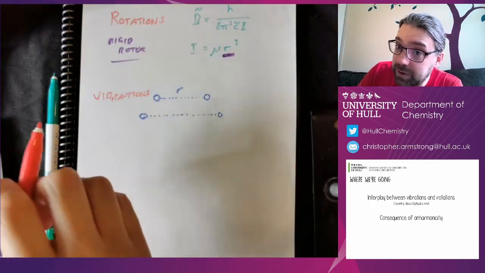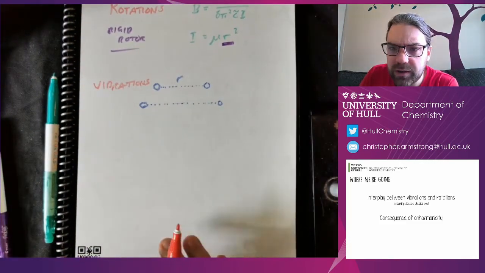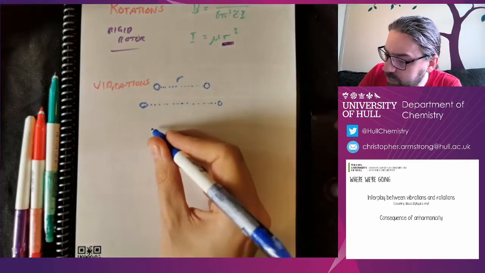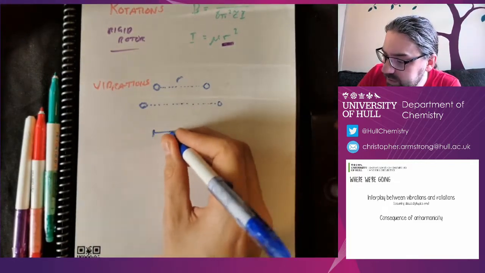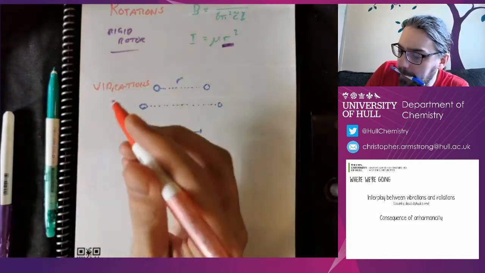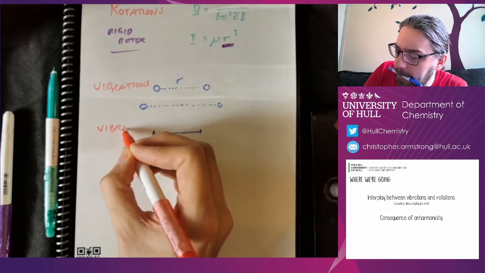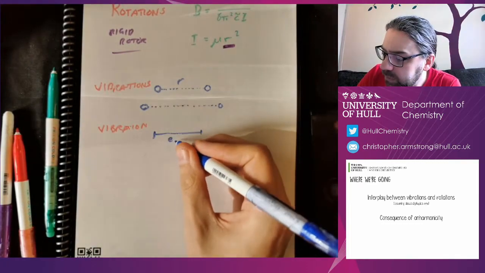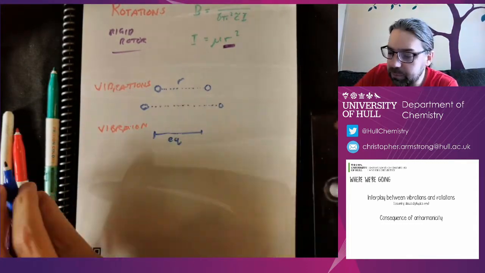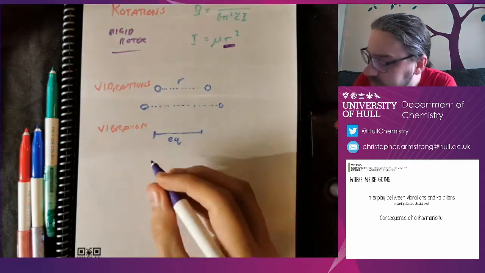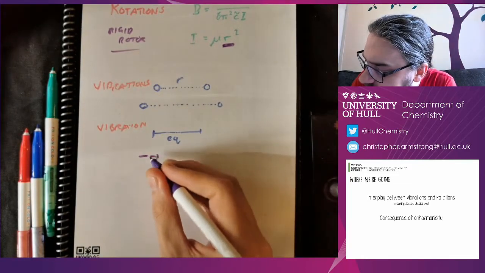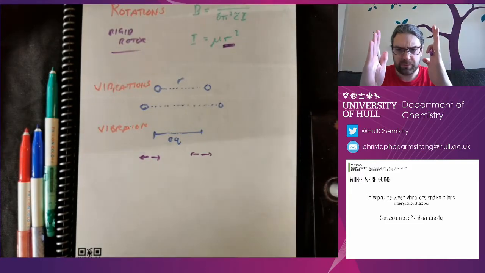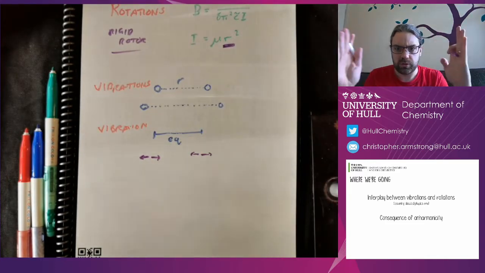Let's think about what happens around a vibration. A vibration happens around an equilibrium bond length. So this is the equilibrium bond length. Let's just call it EQ for equilibrium bond length. And then our vibration is actually about that. So it's the equilibrium bond length, shorter, longer, equilibrium bond length.